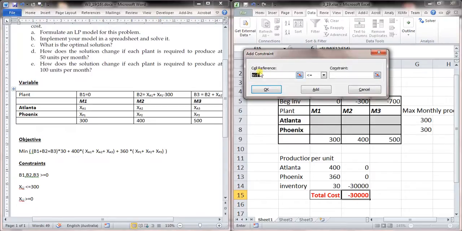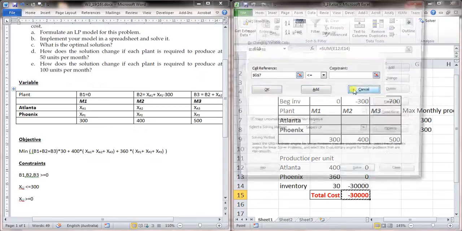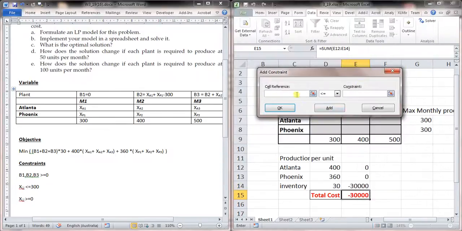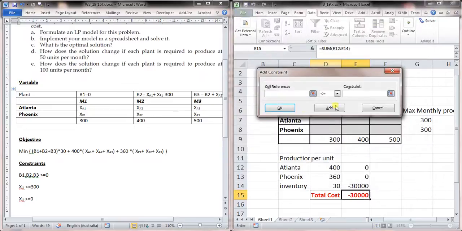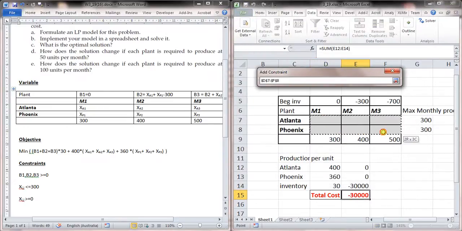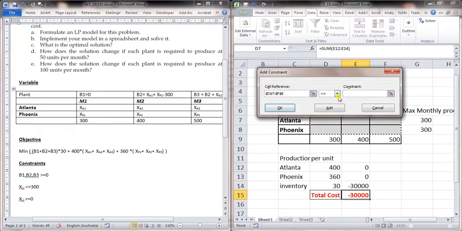Let's set it. And everything, all of these should be less than or equal to 300. Okay, and all of this has to be greater than or equal to 0.